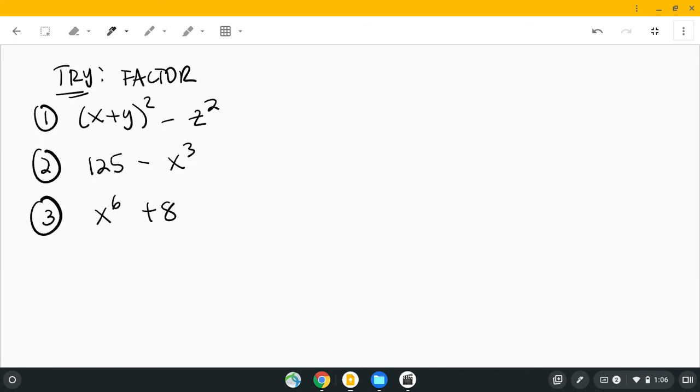Okay, so this one here is perfect squares. So it's going to be x plus y plus z, x plus y minus z. Okay, this one here is difference of cubes, and it's 5 that's being cubed and x that's being cubed. So it's going to be 5 minus x.